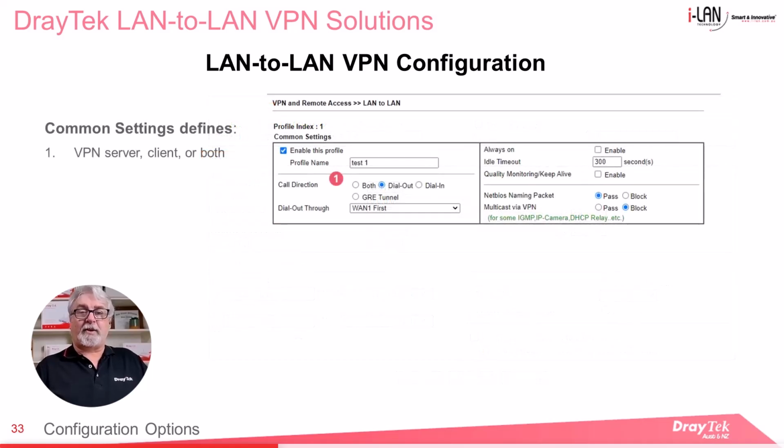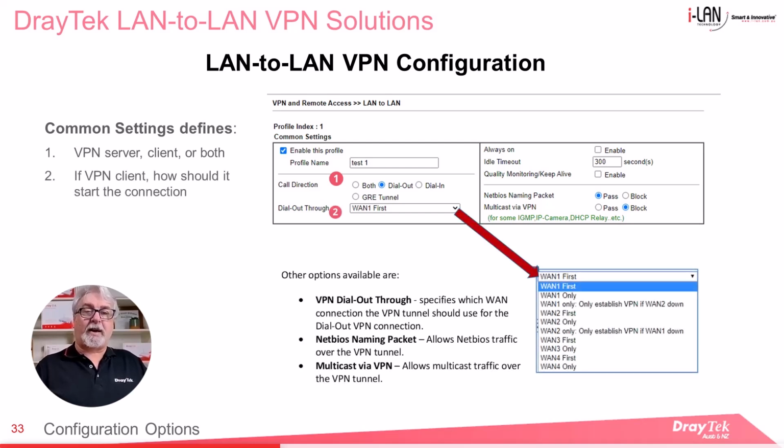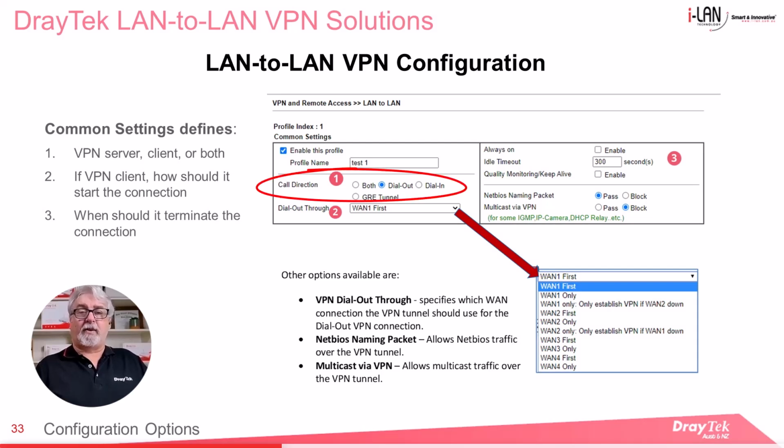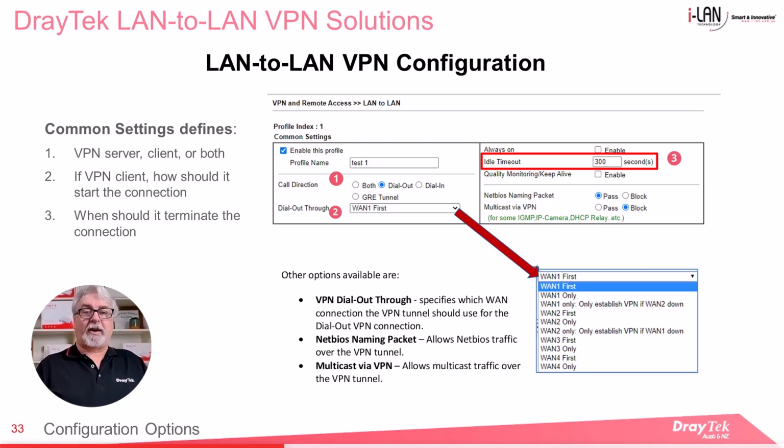The Common Settings menu defines if the router should be the VPN server, client, or both. As a VPN client, how it should start the connection and when it should terminate the connection. As we can see, the call direction can be either dial out, dial in, or both. Idle timeout can also be selected. The default idle timeout value is 300 seconds. This is the time period the router will wait until it disconnects the VPN tunnel if no traffic is flowing.